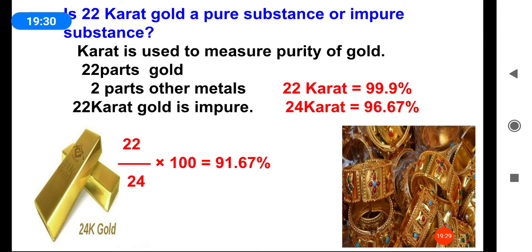This kind of gold is commonly used in jewelry making. In 22 karat gold, of the 100%, only 91.67% is pure gold. The other 8.33% comprises metals like silver, zinc, nickel and other alloys. So 24 karat gold is pure gold and 22 karat gold is the impure one.